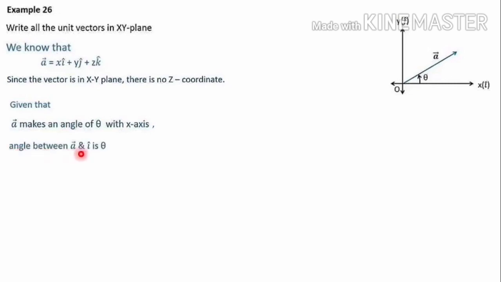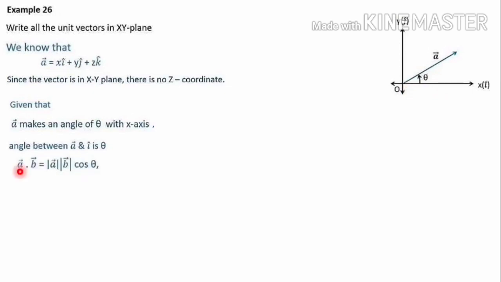Angle between vector A and vector i cap is theta. I cap we have already learned before. I cap is the unit vector along the direction of x-axis. First we have assumed that the unit vector is making an angle theta with the positive direction of the x-axis. Now by using that statement we can write angle between vector A and i cap is theta, because i cap is a unit vector along the direction of x-axis.